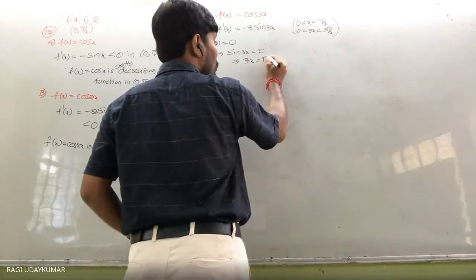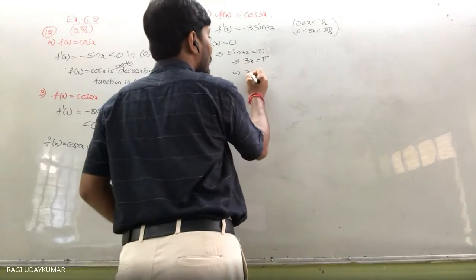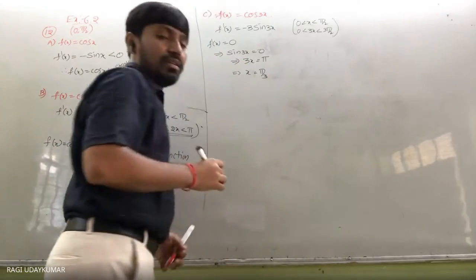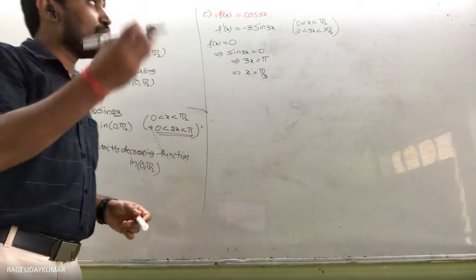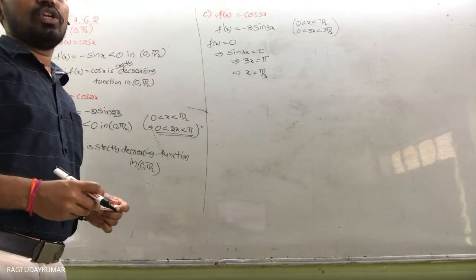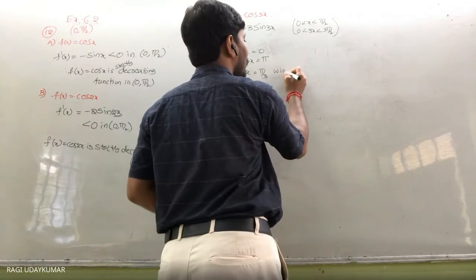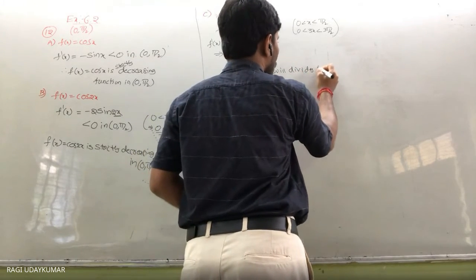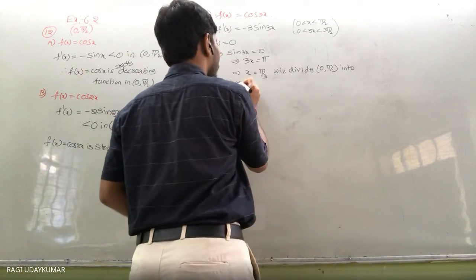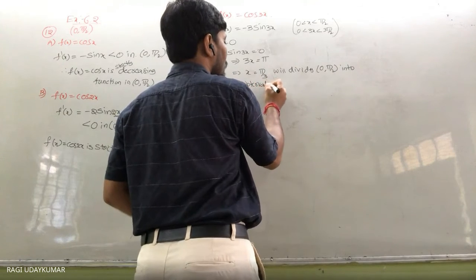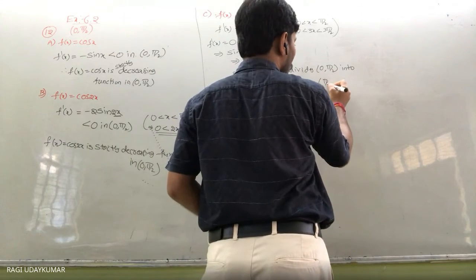3x equals pi is possible when sin 3x equals 0. So from this we get x equals pi by 3. x equals pi by 3 will divide the interval 0 to pi by 2 into two intervals. So what are the two intervals? One is 0 to pi by 3, another one is pi by 3 to pi by 2.